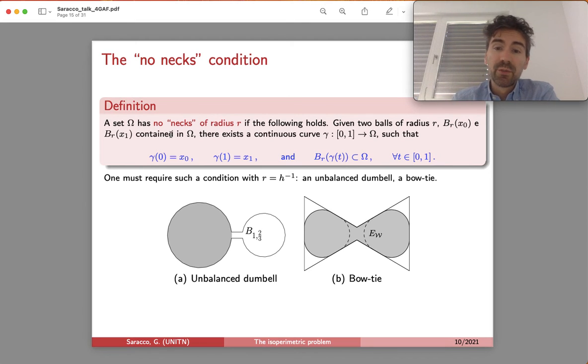But if you were to take the union of all the balls of radius the inverse of the Cheeger constant, what you would end up with would be this shape here and this boundary here. So you would have that the Cheeger set strictly contains the union of all the balls of radius the inverse of the Cheeger constant. So you need to require this condition for the radius given by the inverse of the Cheeger constant. And what we proved is that, more or less, this is also sufficient.